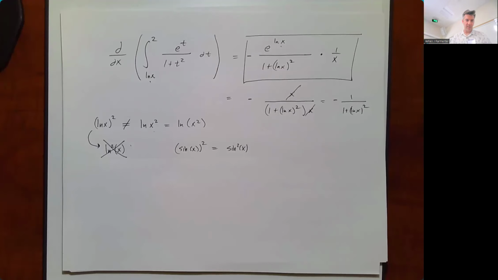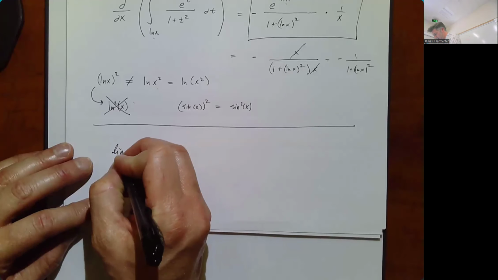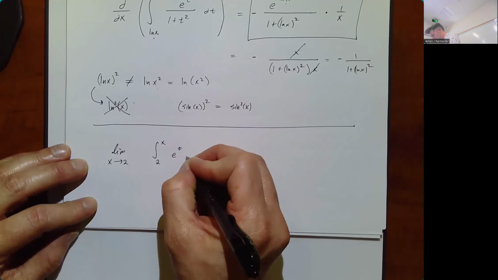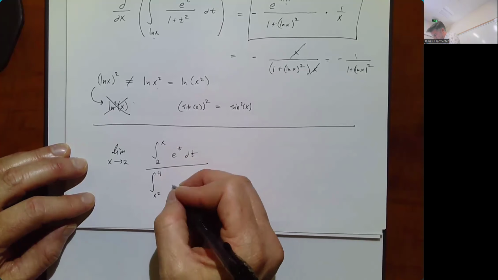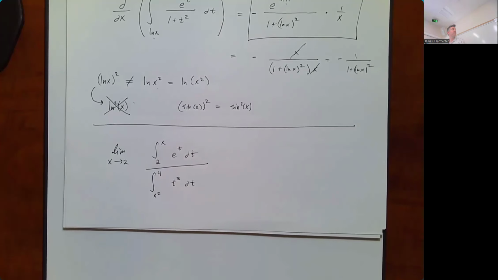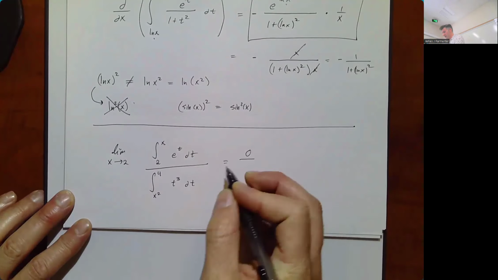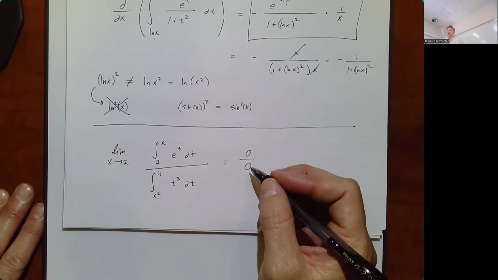Okay. So what I wanted to ask was the following. I want to find the limit as x approaches 2 of the integral from 2 to x of e to the t dt divided by the integral from x squared to 4 of t cubed. Which seems pretty terrible. What happens if we plug in 2? If I plug in 2, the integral from 2 to 2 is what? 0. And if I plug in 2 on the bottom, the integral from 2 squared to 4 is 0, which means we can do what for this 0 over 0 indeterminate limit?